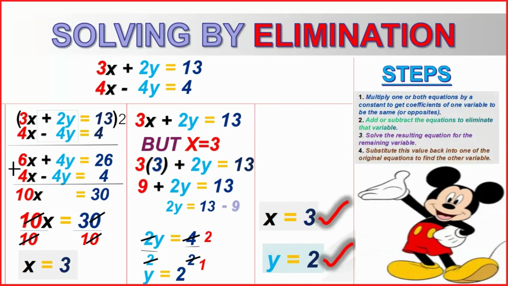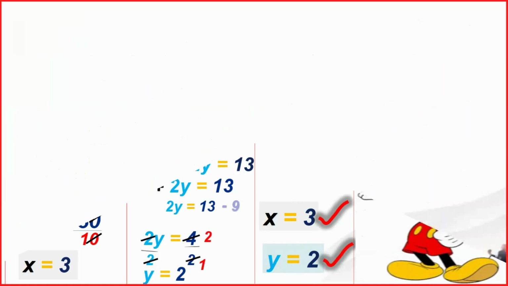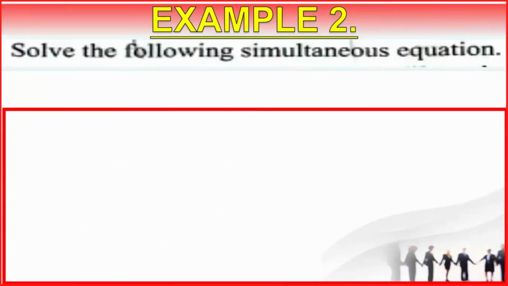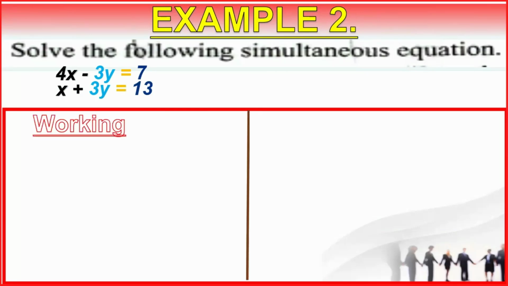All right. Thank you. Let us do example 2. Example 2 says, solve the following simultaneous equations: 4x minus 3y equals 7 and x plus 3y equals 13. Again, the working is here. This is a simultaneous equation, so we can do it through the elimination method again.